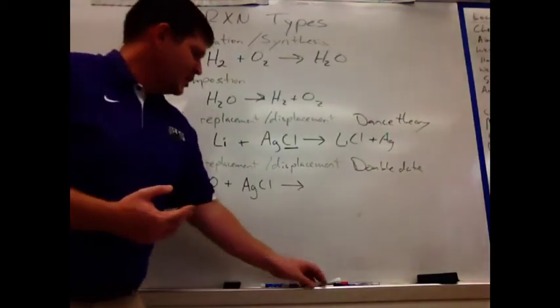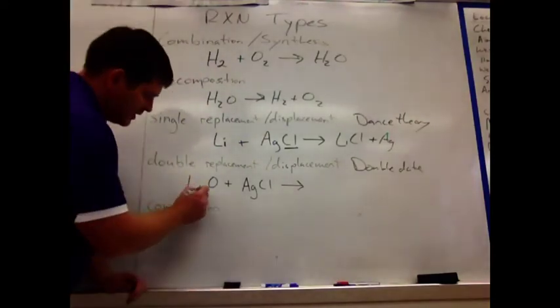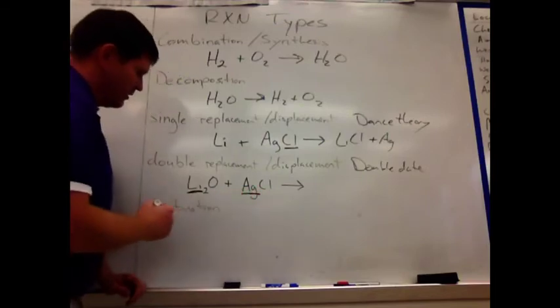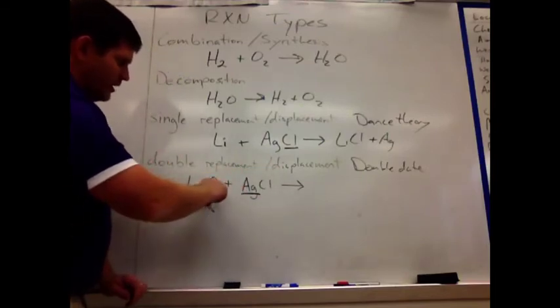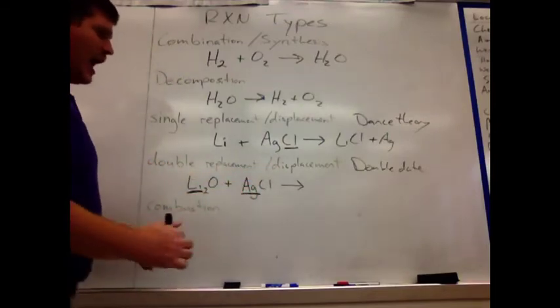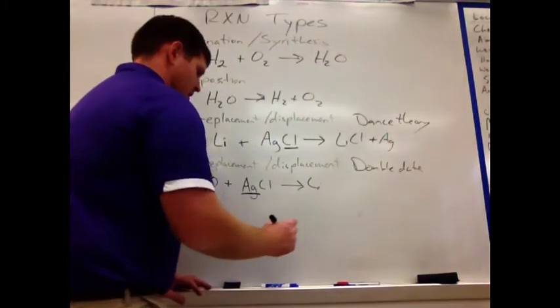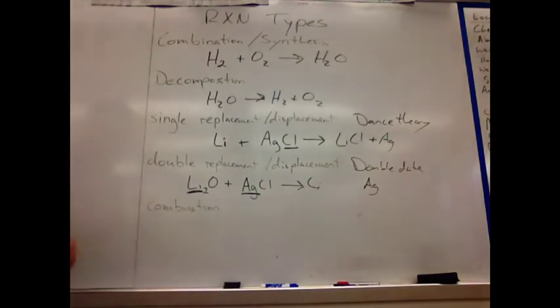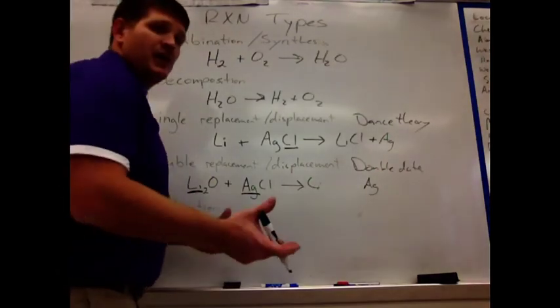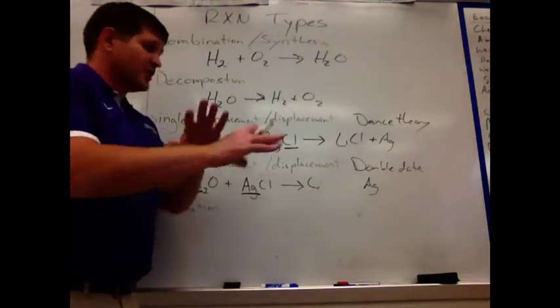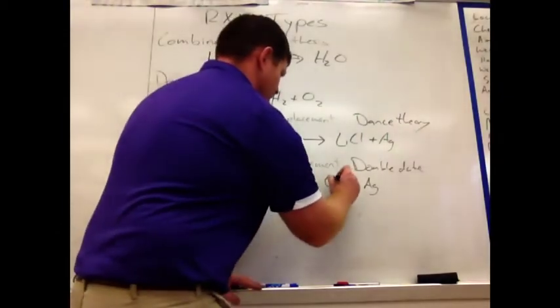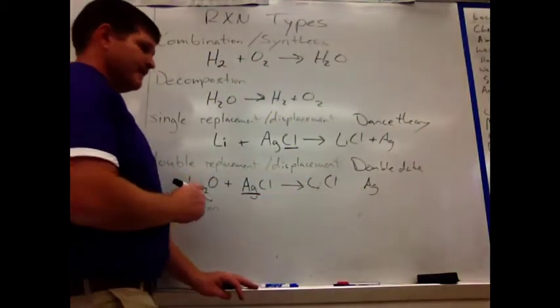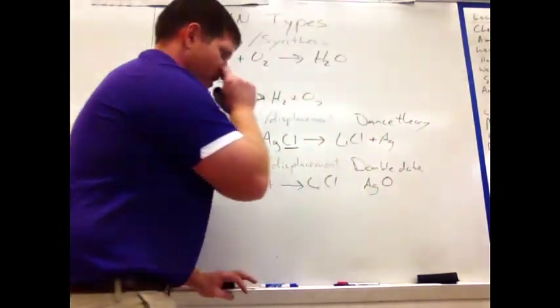So what they end up doing, now we're going to look at this. This is our little boy in the situation. And our girls are the O and the CL. So what happens, I'm going to write my LI and my AG over here. And what happens in that situation is they figure, hey, let's go ahead and flip-flop there. So we become LICL and we become AGO.